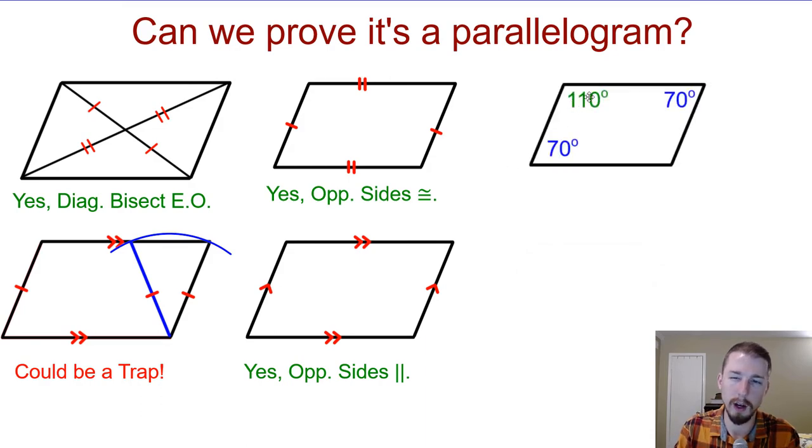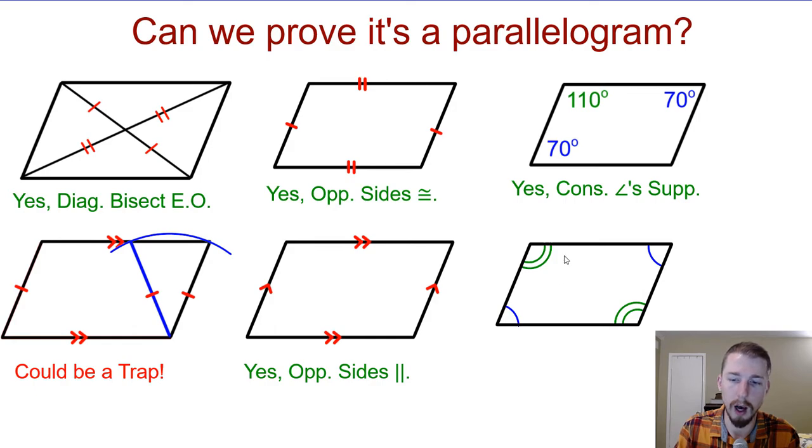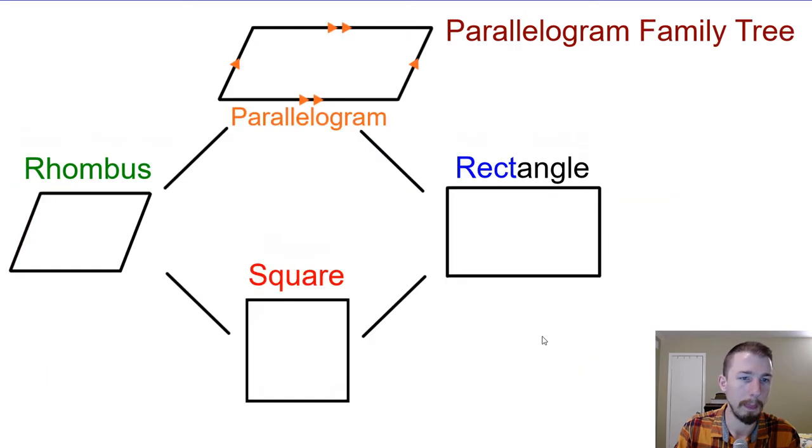Then on this one, we've got 110 and 70 and 70. So this is showing us that the consecutive angles are supplementary, right? So these 2 are same side interior and so are those. And if the consecutive angles are supplementary, that is enough to prove it because that's one of our 5 properties. And then the last one is showing that both opposite sides are going to be congruent because the blue ones are both marked with 1 and the green ones are both marked with 2. And that is, again, one of our properties as well, that the opposite sides are both congruent.